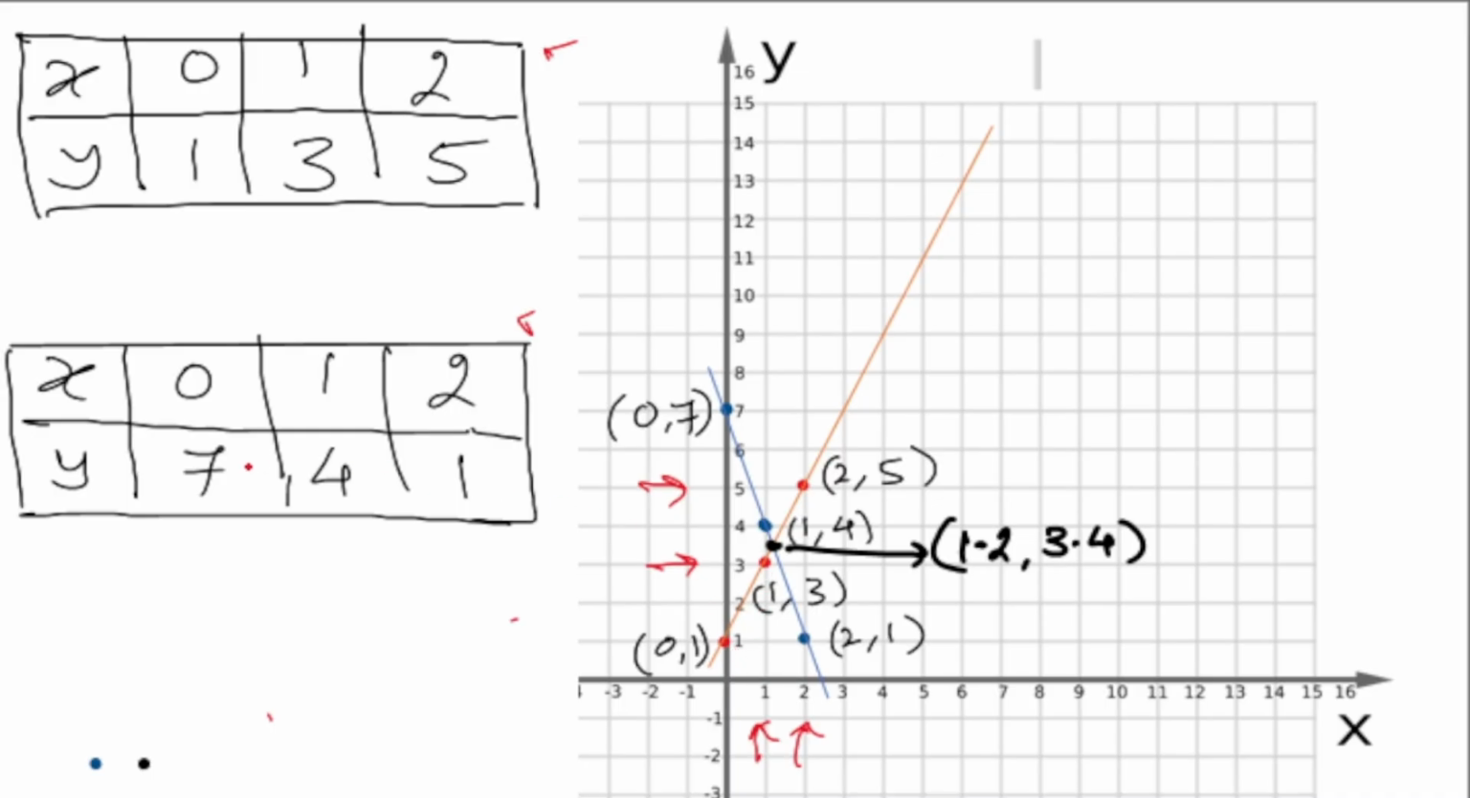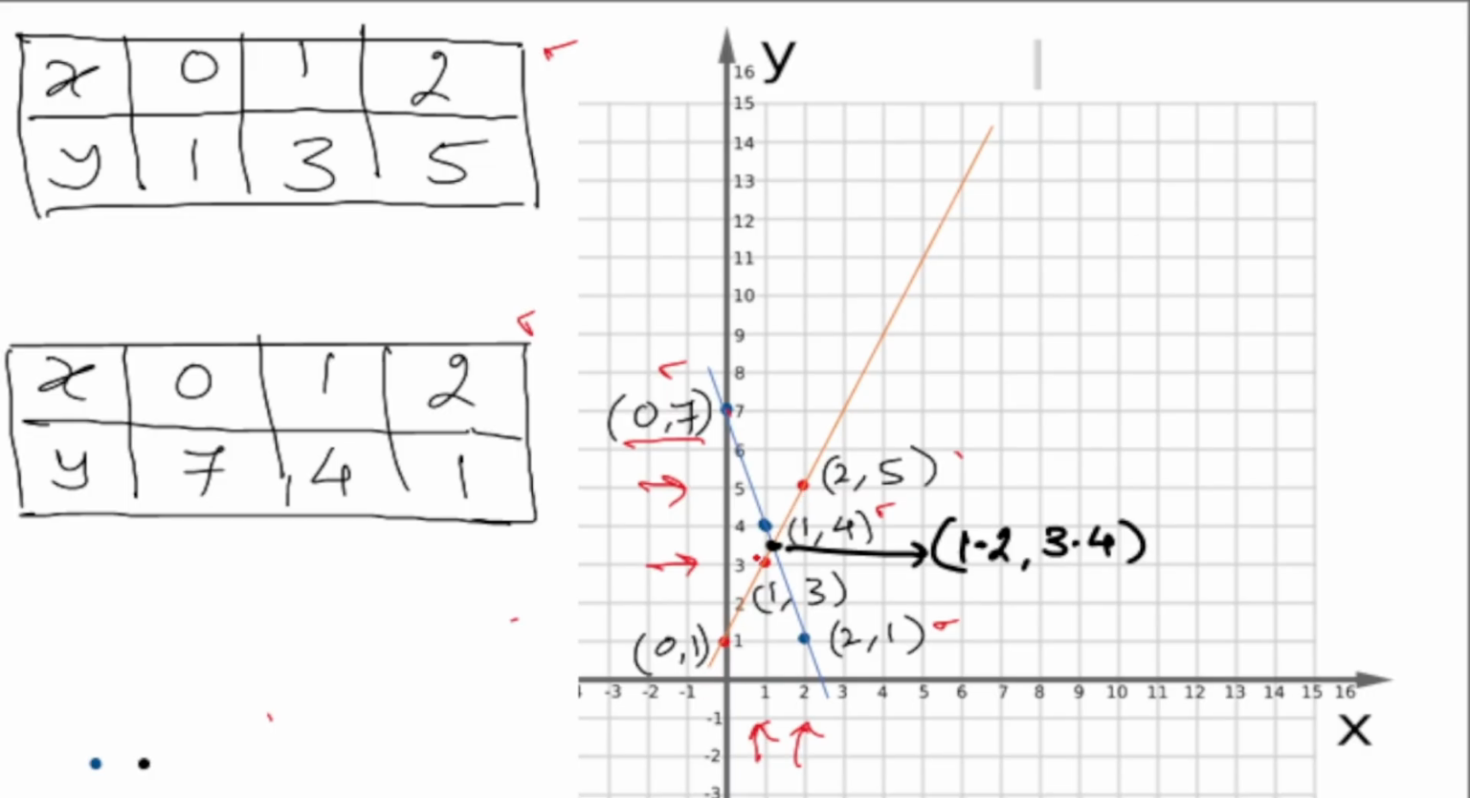Now we'll plot the other set of values, that is (0, 7). So this is (0, 7). And (1, 4). This is 1. Then (2, 1). So this is (2, 1). So in this table, (0, 7), (1, 4) and (2, 1). And in this table, (0, 1), (1, 3) and (2, 5).